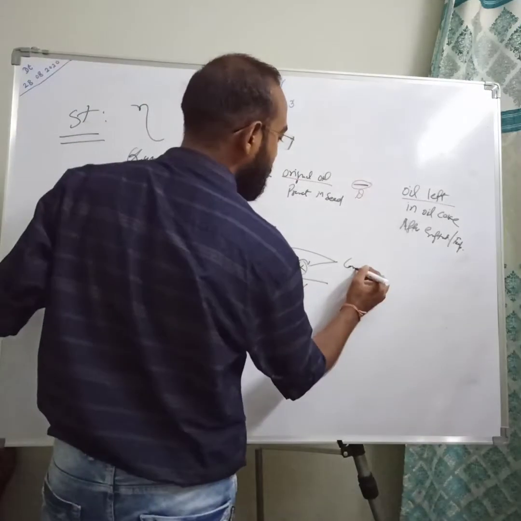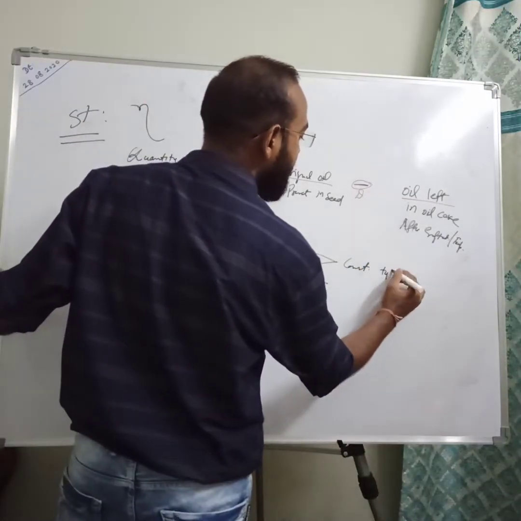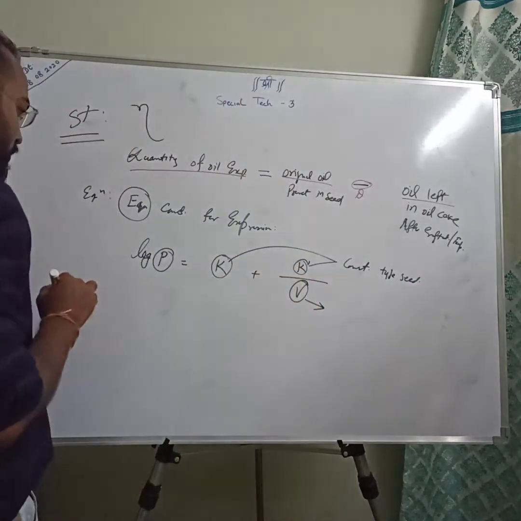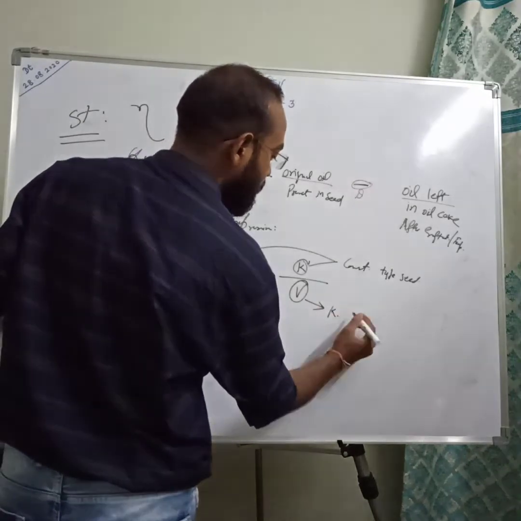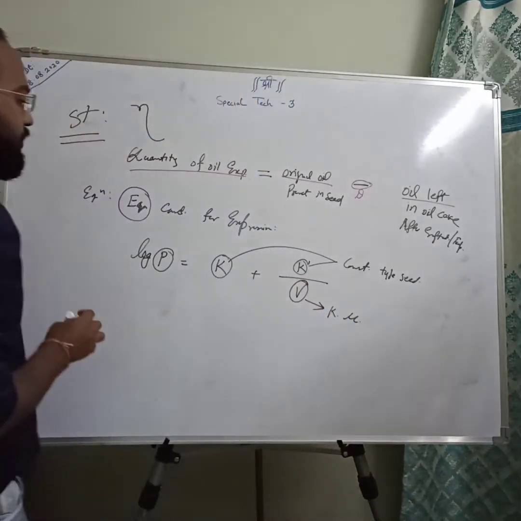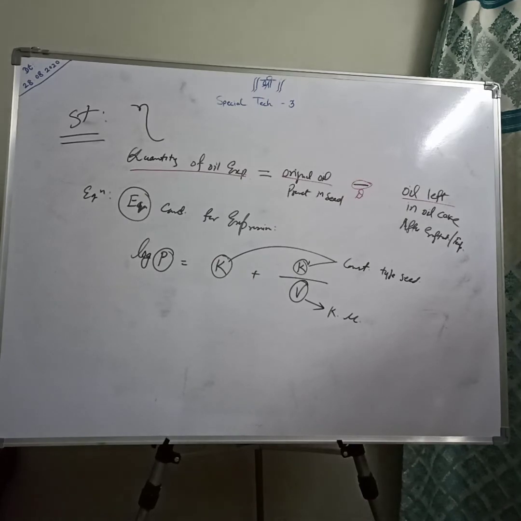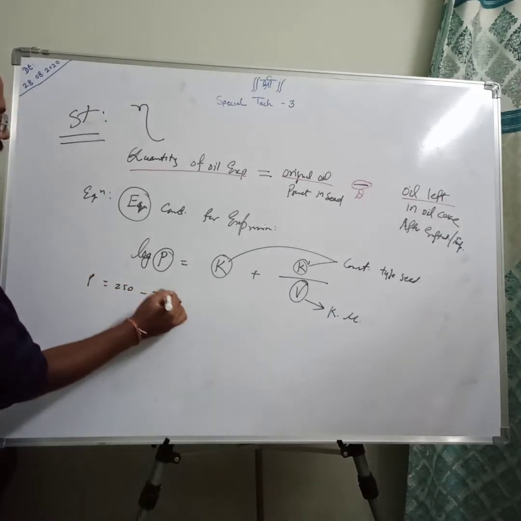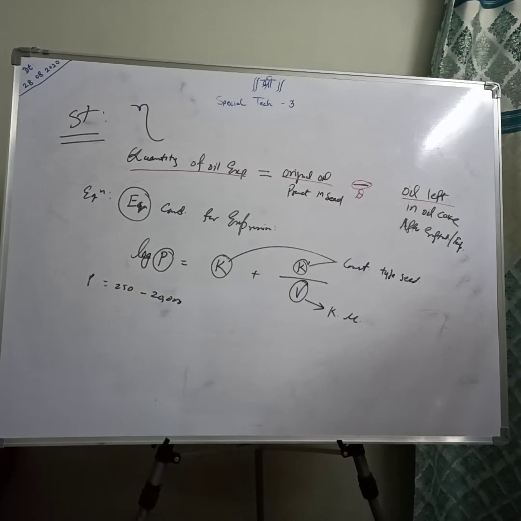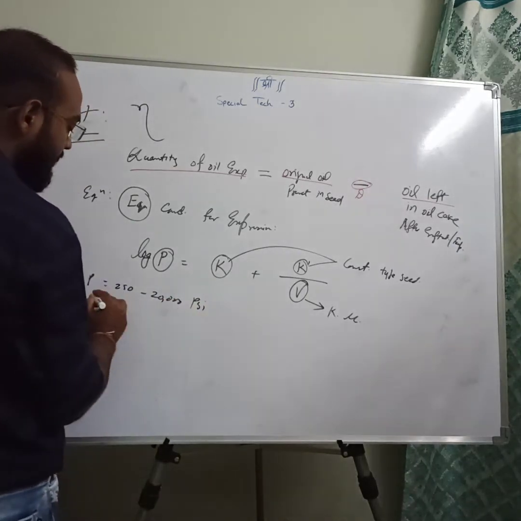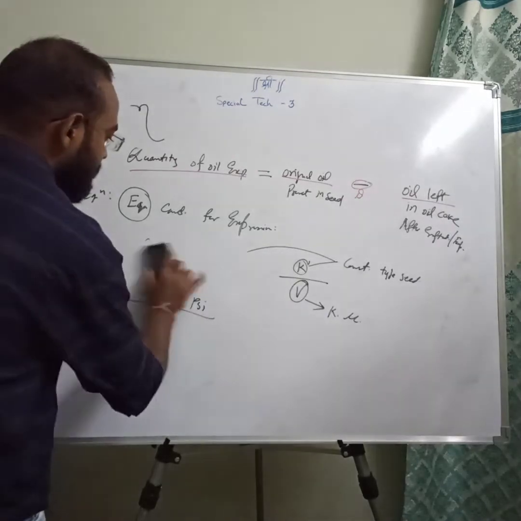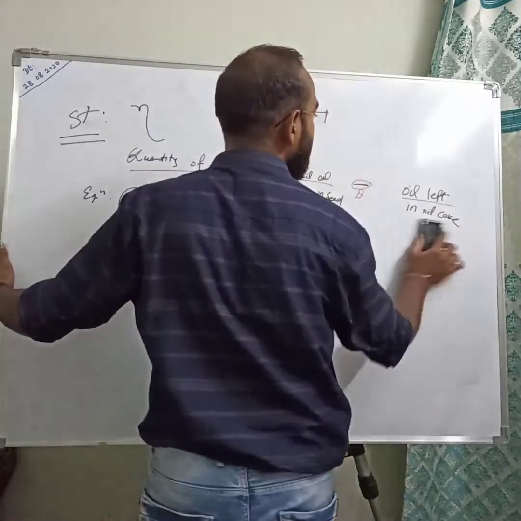These K are constants depending on the type of seed, and this V shows kinematic viscosity. This is the one equation, and the range of pressure used to carry out these experiments is around 250 to 20,000 psi. A very high range of pressure is used. Now we will move on to equilibrium.